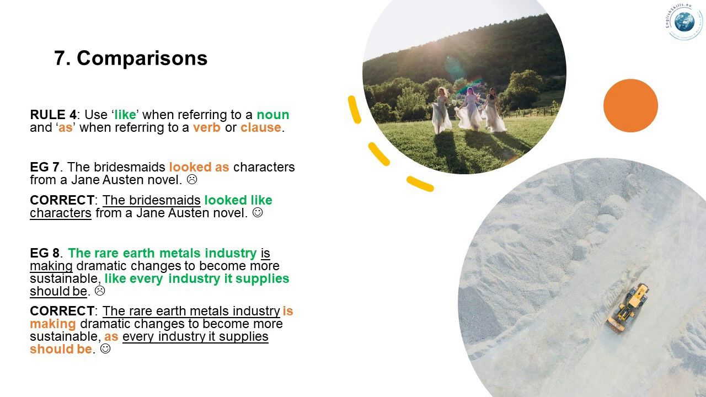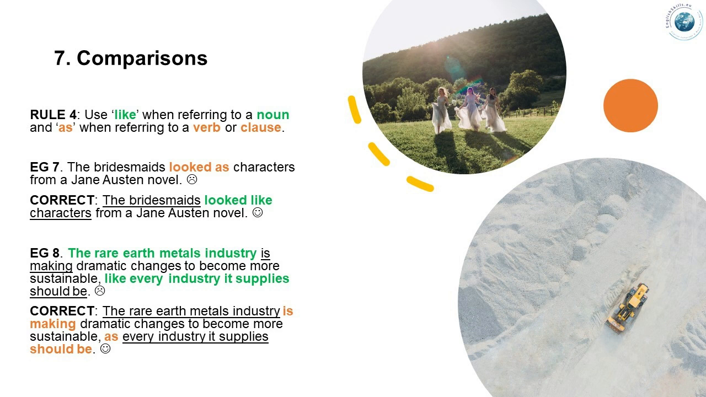Rule 4. Use like when referring to a noun and as when referring to a verb or clause. Yes, we can compare nouns, verbs, and clauses, or perhaps an easier way to think of this is we can compare something or someone with something or someone else. Or we can compare what something or someone does with what something else or someone else does. Let's take a closer look.